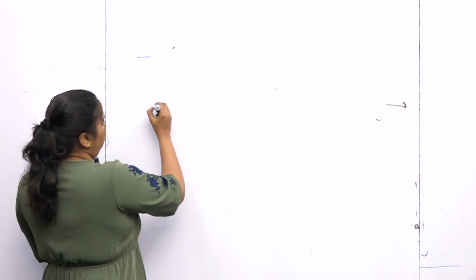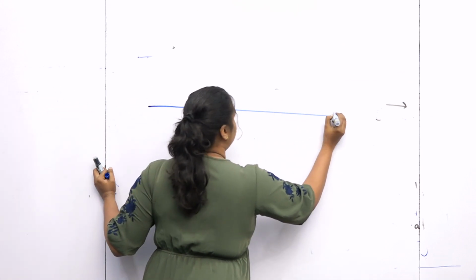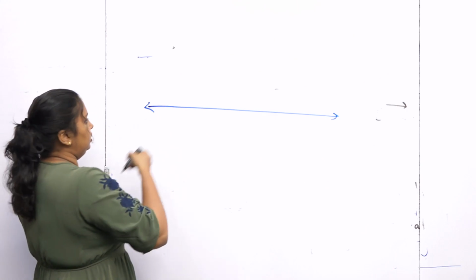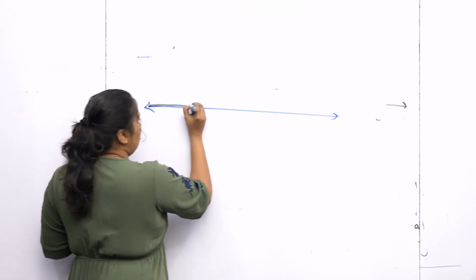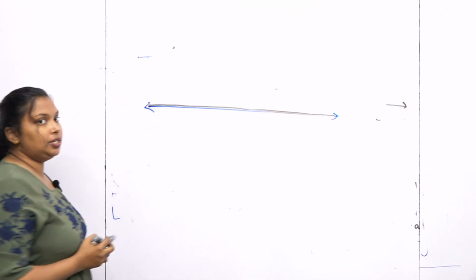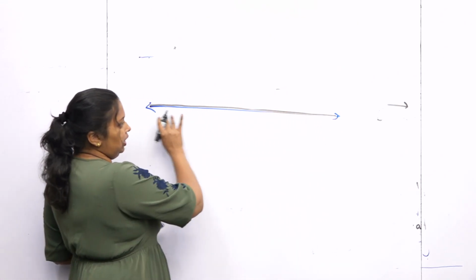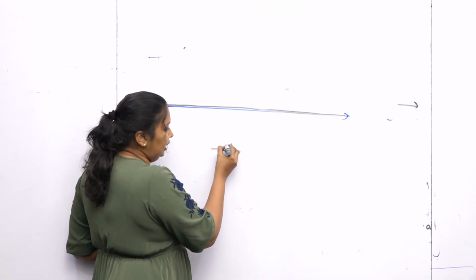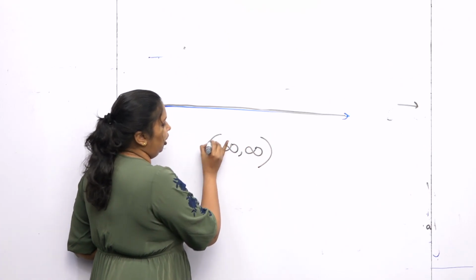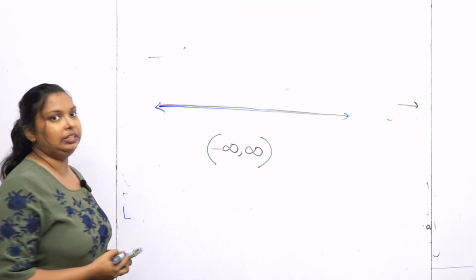So if you draw a number line, and if I shade the values from here to here, if I shade this whole thing, this represents this interval. I can write it as minus infinity to plus infinity. We have to write an open interval there, right?